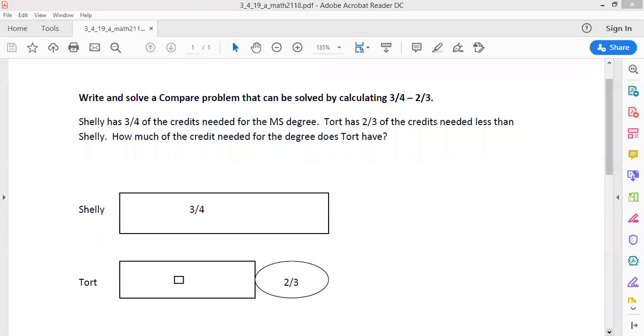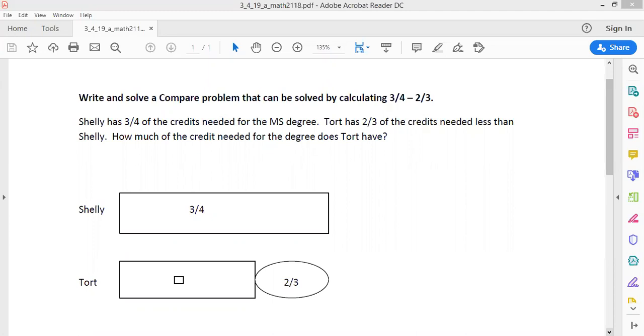Right, let's take a look at this problem. Write and solve a compare problem that can be solved by calculating 3/4 minus 2/3. Shelley has 3/4 of the credits needed for the MS degree. Tort has 2/3 of the credits needed less than Shelley. How much of the credit needed for the degree does Tort have?